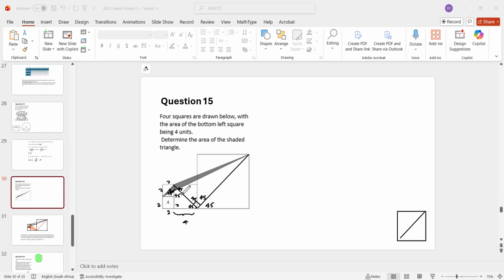But this from here to here is also 90. But these are alternate angles, right? You see, this diagonal coming down, going up, alternate angles are equal. Both of them are equal to 90 degrees. So these two lines are actually parallel.